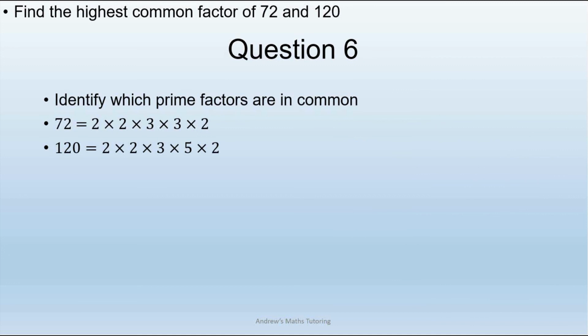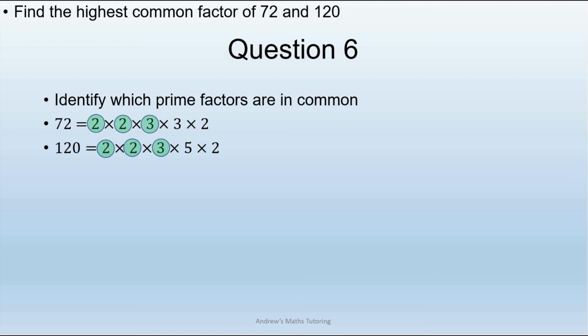Our next step was to identify the prime factors in common. So I wrote out our expressions that we found for both numbers using our factor trees, and now we want to identify which are in common. If we go across each number, we start with the first 2 in 72. We can see that there is a number 2 in the expression for 120, so we can circle that. Again, we have another 2 in both 72 and 120, so we can circle that.